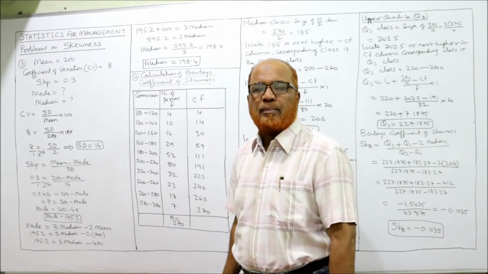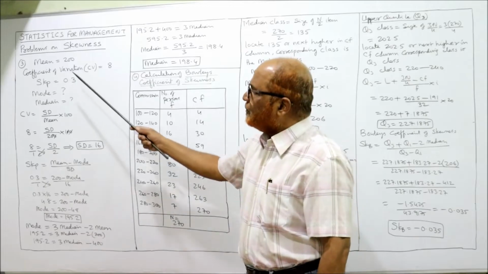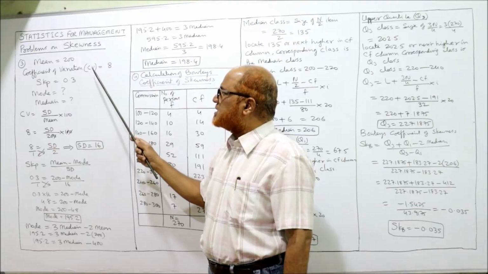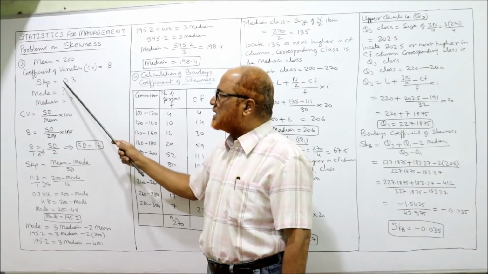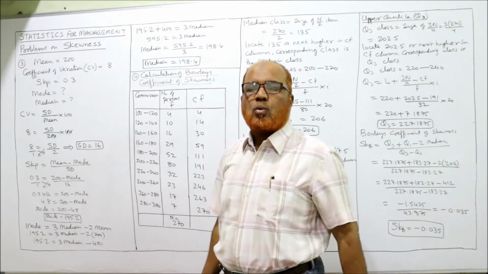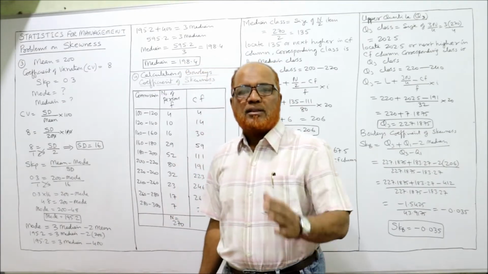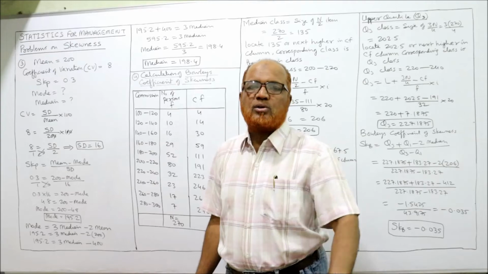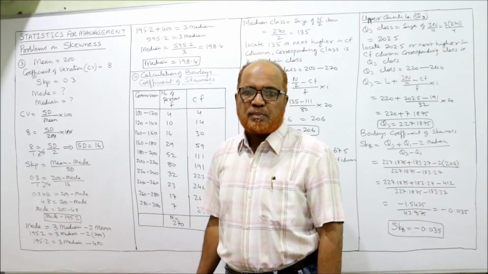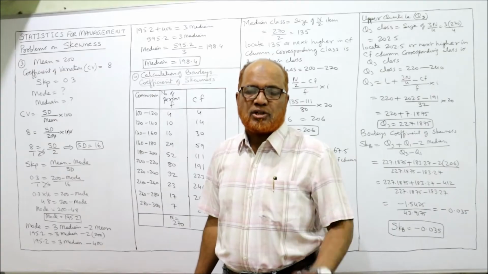The only thing you have to remember is the formula. First we write down what is given in the problem: mean is 200, coefficient of variation CV is 8, SKP is 0.3. We have to calculate mode and median. CV, coefficient of variation, I have already explained in the last videos on measure of dispersion. It's a relative measure.